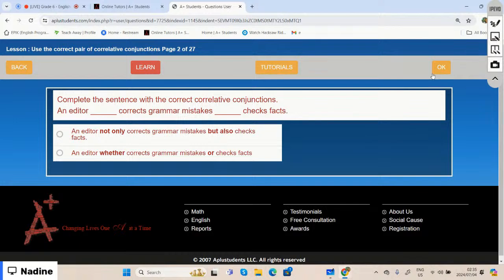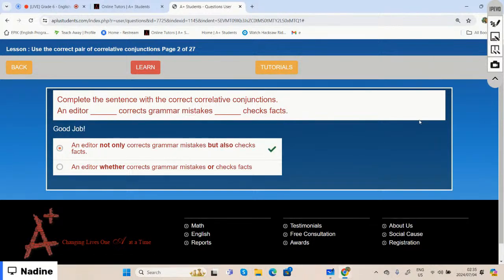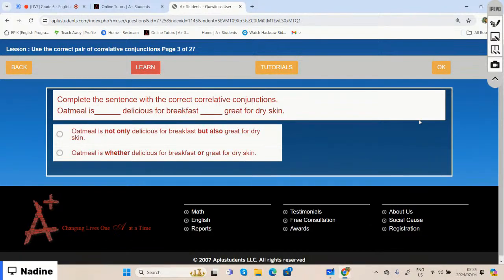All right, so we can say an editor... Do we say an editor not only corrects mistakes but also checks the facts? Or do we say an editor whether correct? Let's go with the first one. Not only corrects the grammar mistakes but also checks the facts. All right, so the first one is correct.